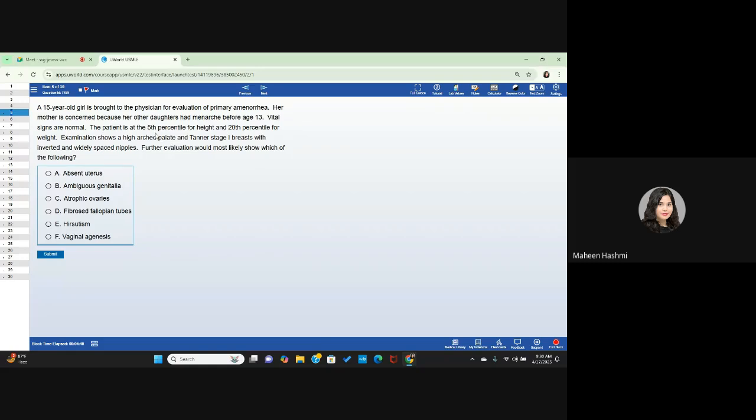The patient is at the 5th percentile for height and 20th percentile for weight. Examination shows a high arched palate, widely spaced nipples. Again, what are they referring to? Turner syndrome.